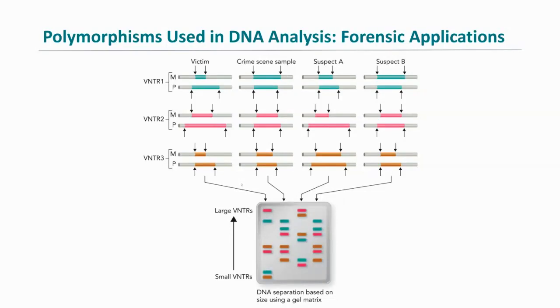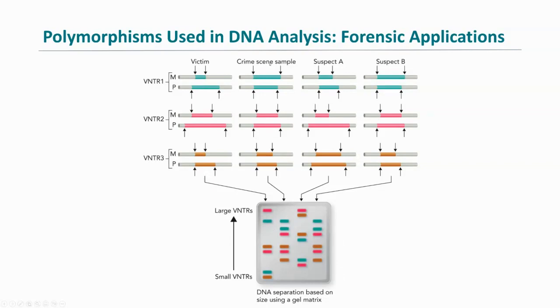And here just to show the polymorphism used in DNA analysis, for example, in this case, this is maternal and paternal. We remember we have two chromosomes, one from the mother is maternal, from the father paternal. So say in the victim here, we have VNTR1, VNTR2, VNTR3, right? So we have these different lengths of DNA, and then after PCR and electrophoresis, you see the pattern is like this.